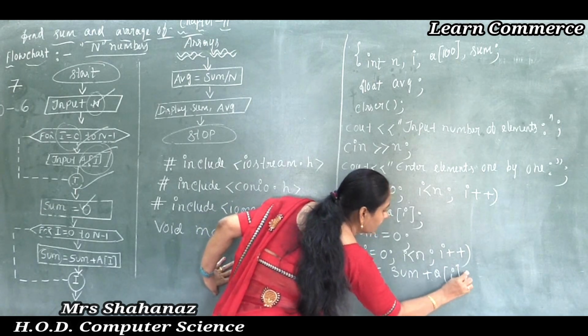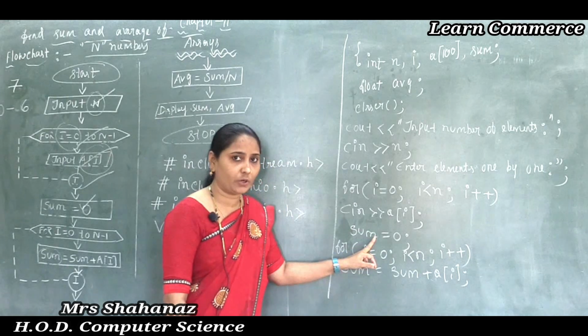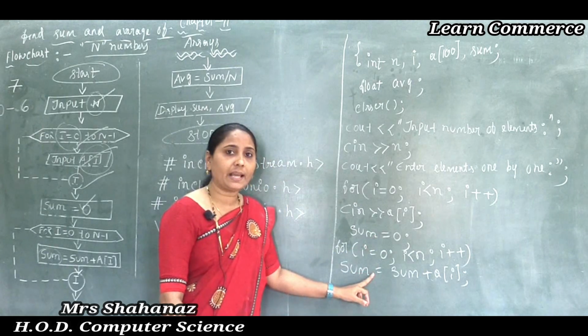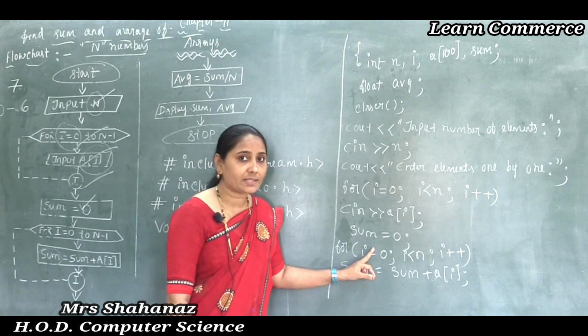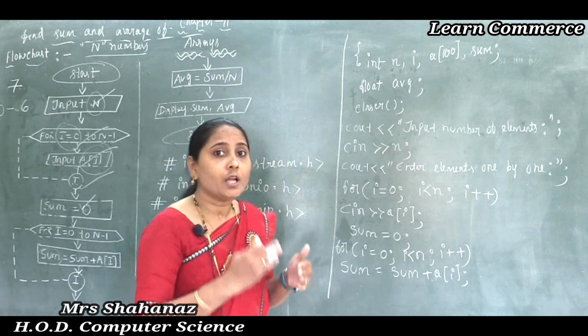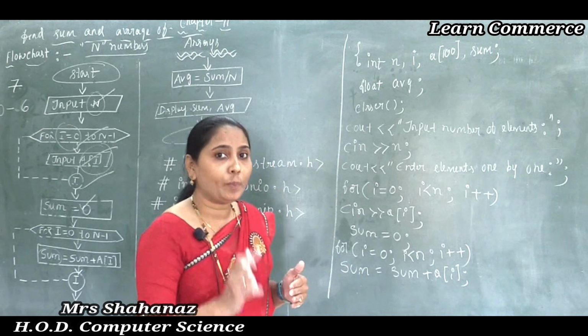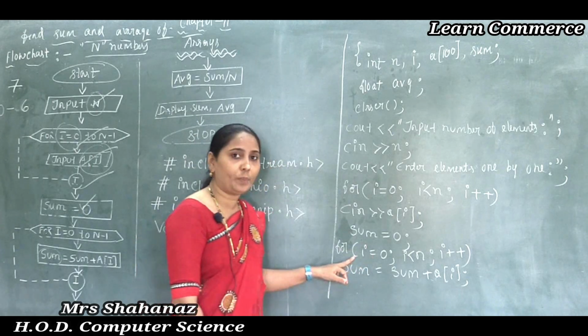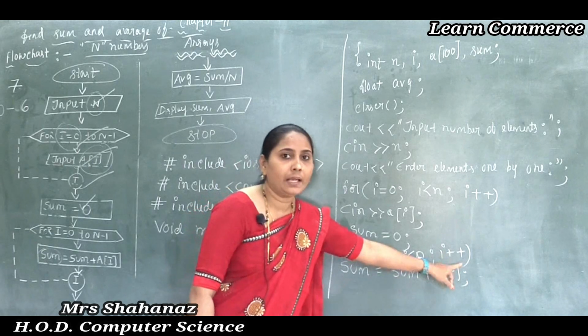So is this point clear? First, sum value is equal to 0. Now to make the calculation of sum, the calculation is sum is equal to sum plus a of I. Sure, we need to access the values one after another, and to do that we need to use a looping statement. How are we going to use the looping statement? For I is equal to 0, I less than n, I plus plus.